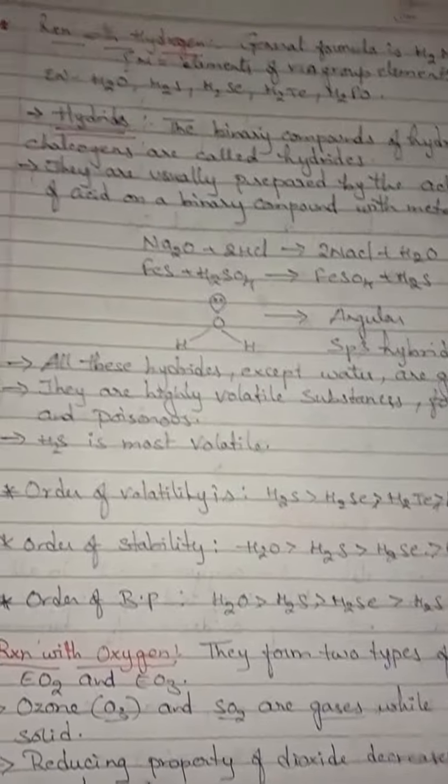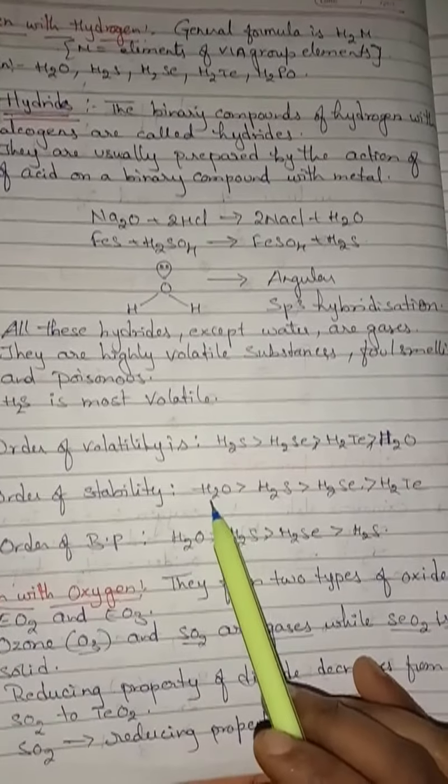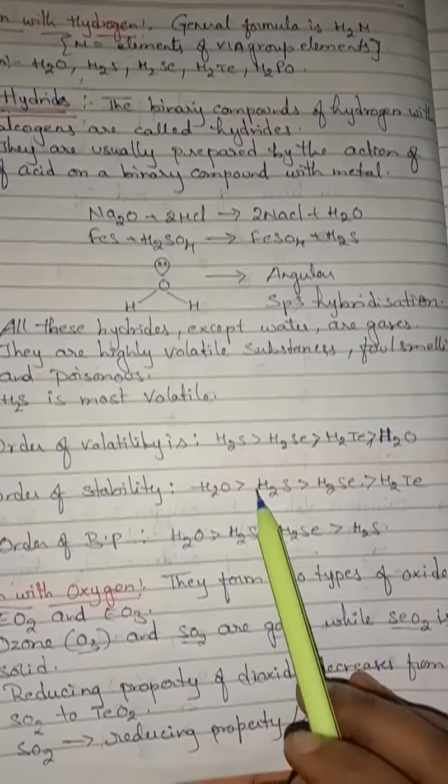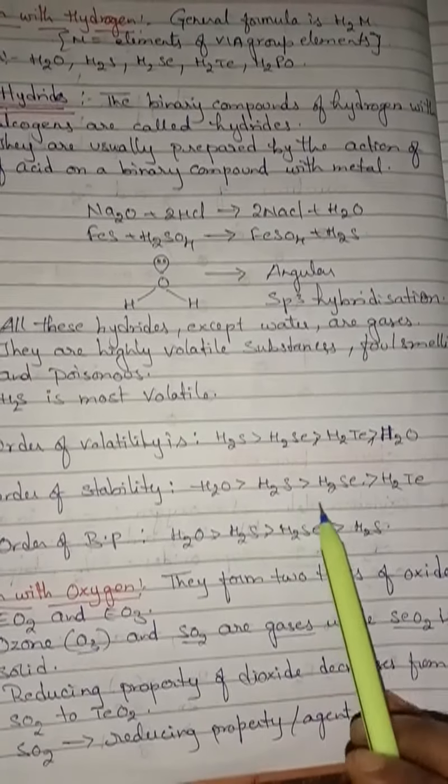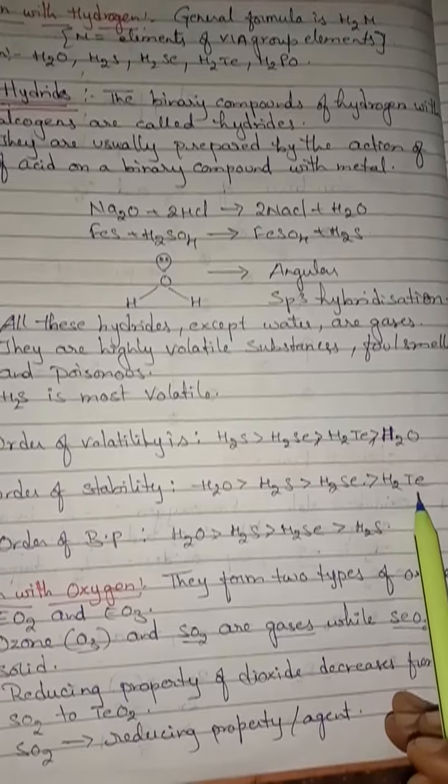Understand, children? Next comes the order of stability. Which is the most stable? Hydrogen, that is water, is more stable in nature. So H2O is more stable than H2S. H2O is more stable than H2Se. H2S is more stable than H2Te.